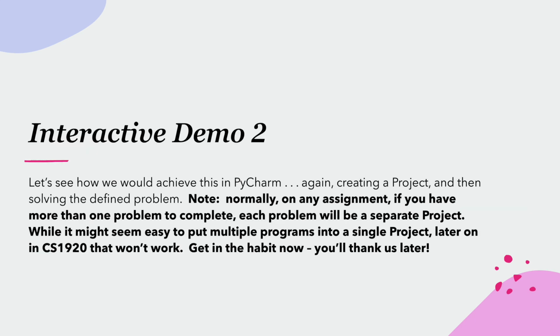So we're going to do this in PyCharm. But note that normally on an assignment, if you have more than one problem to complete, each problem is going to be a separate project. So we're going to do that here as well. We're going to create a separate project from our first problem. While it might seem easy to put multiple programs into a single project, later on in CS1920, that's not going to work for us because of the way that projects are built and the fact that we're going to be doing things progressively. So you may as well get in the habit now. You'll thank us for it later.